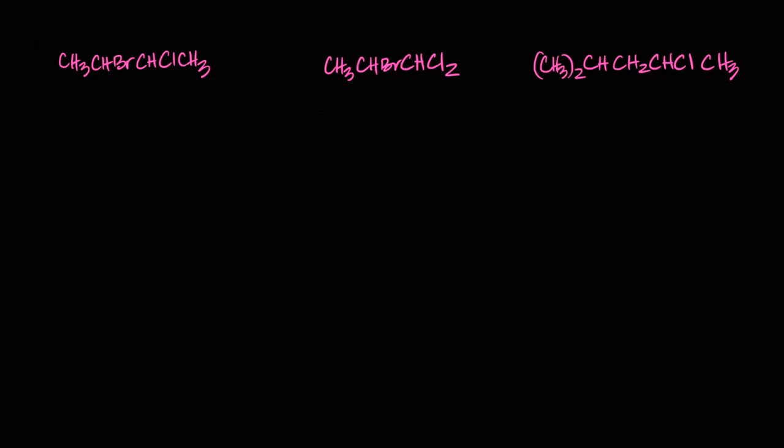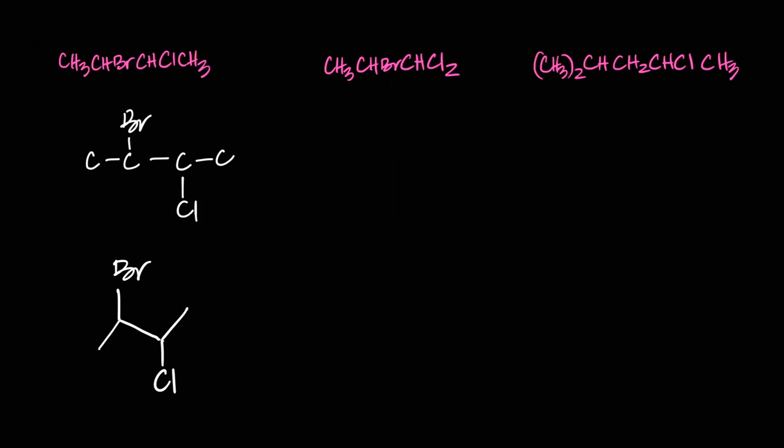Now, the easiest way to do it is to first make the carbon backbone. So I've got CH3, CHBr, CHCl, CH3. C, C, C, C, the second one has Br, and the third one has Cl. So that means 1, 2, 3, 4, the second one has Br, and the third one has Cl. That's pretty easy.